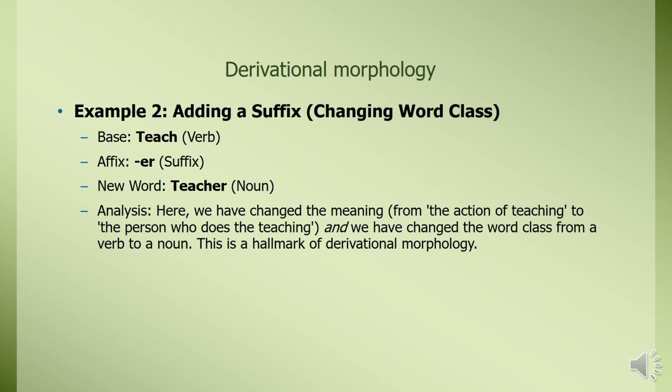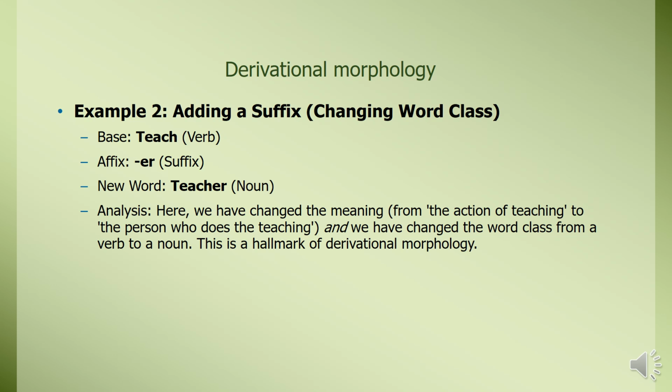That is, we have a teach, then we add er, and we end up having teacher, and here the word class changes. Now, it's doubtful if unhappy is derivational. I have to mention this because derivation, as this example indicates, changes the word class.